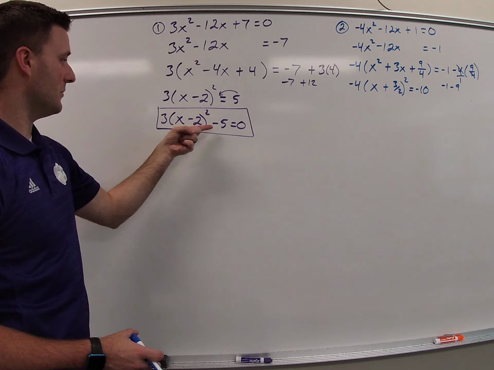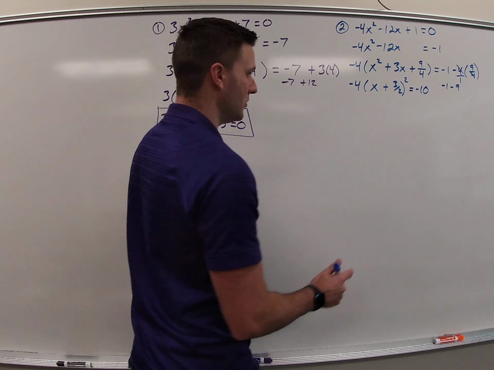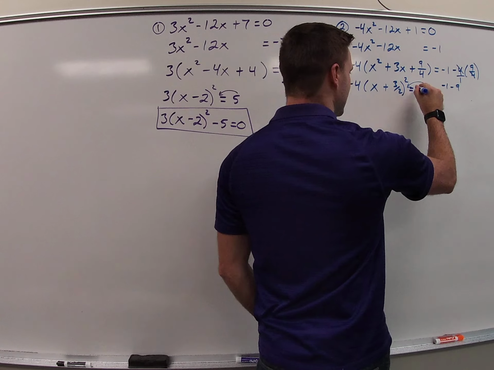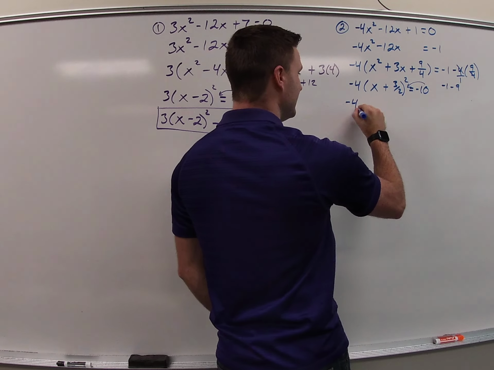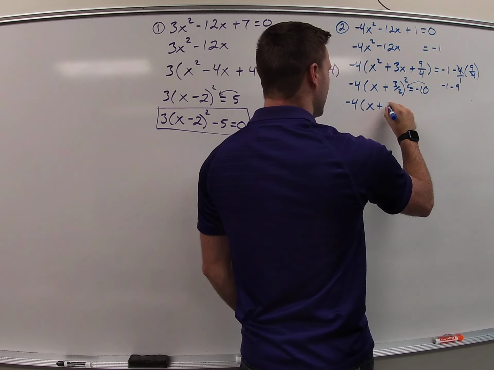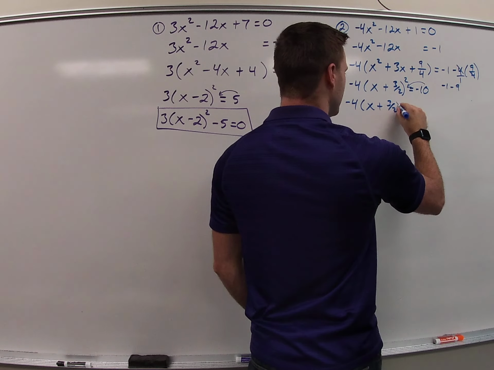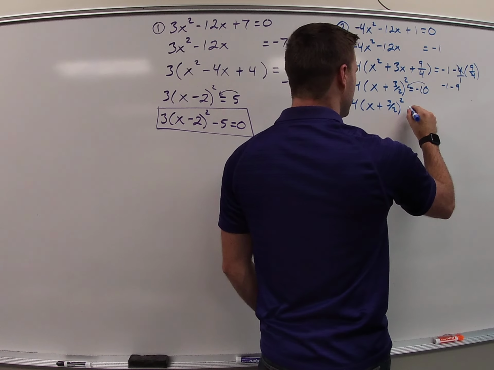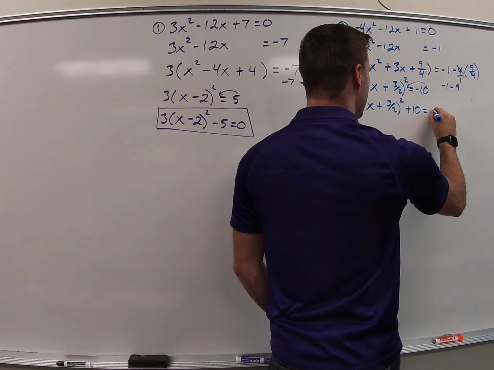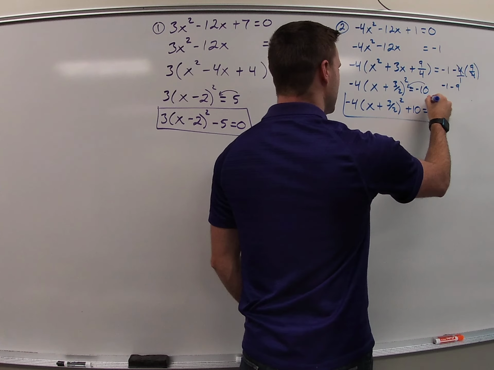The last step is that we want it to look like vertex form. So now I need to move that negative 10 over, and I do that by adding it. So I'm going to add 10 to both sides. I'm going to be left with x plus 3 over 2, quantity squared, plus 10, and that is what equals 0. So this is now vertex form.